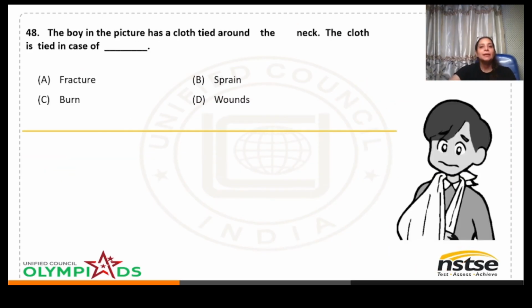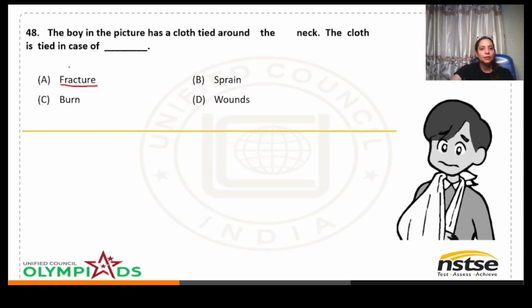Next question. The boy in the picture has a cloth tied around the neck. Yes, we can see it. The cloth is tied in case of a fracture, sprain, burn or wound. So we need to identify what exactly it is. Now here you can see that we have four options. Let me introduce you to these terms.